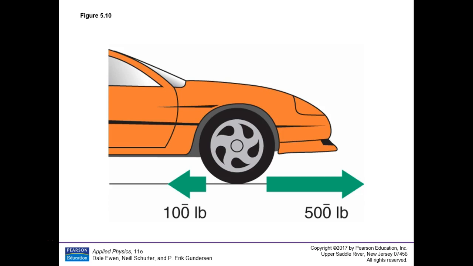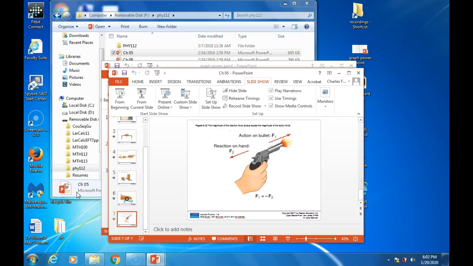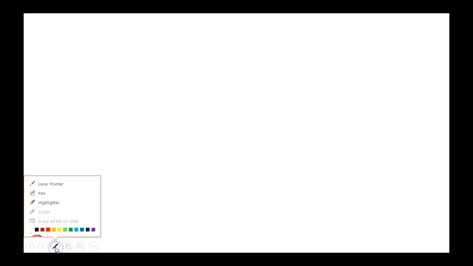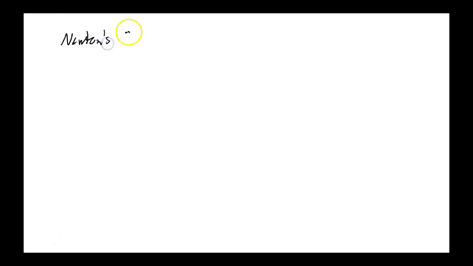Now, they really don't have a good place to write here, so I'm going to have to get out of this and go back to my white screen here, and also get my pen back here. Okay. So, Newton's third law is the law of action and reaction. I abbreviate like crazy.